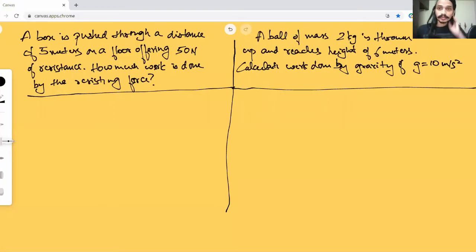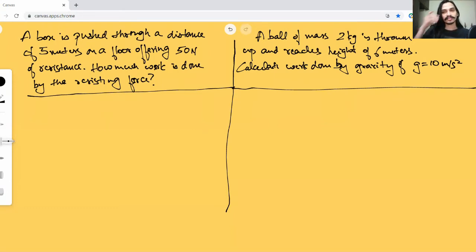Hey guys, so welcome back to your next class of Catalyst Concepts. In the previous class, we looked at what exactly is positive work and what is negative work, right? So today we are going to look at examples of what questions based on negative work can look like.